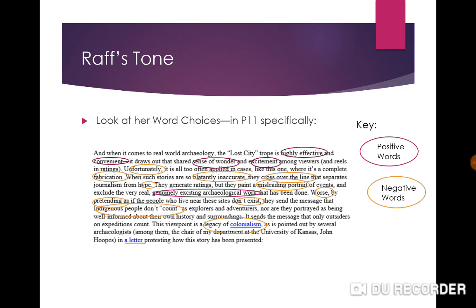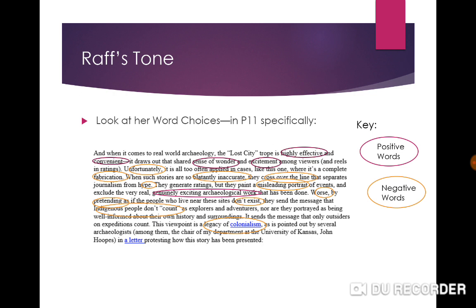So look at the ones I circled in purple. You have highly effective. That sounds good, right? That's positive. If something is highly effective, that's good. Convenient, people like convenient things, so that's also good. A sense of wonder is all really good too. Excitement is good. And then she says genuinely exciting archaeological work. That's also a positive phrase. Okay, so she's got some positive stuff in here, and most of it's at the beginning, right? So when it comes to real world archaeology, the Lost City trope is highly effective and convenient. It draws out the shared sense of wonder and excitement among viewers.